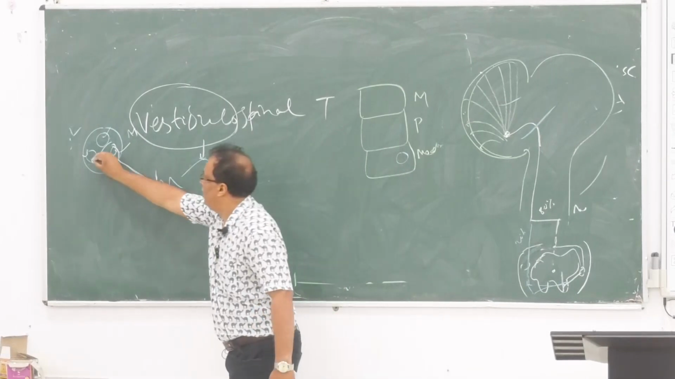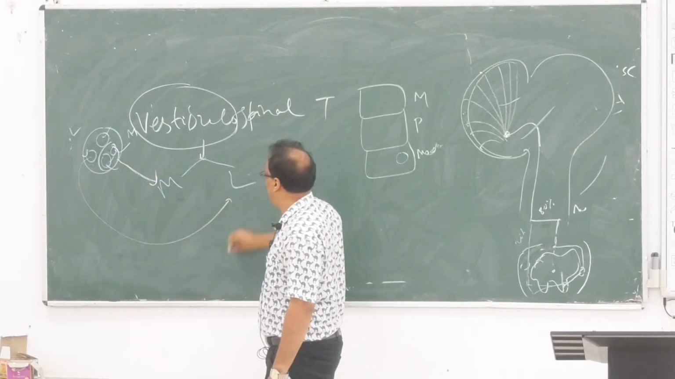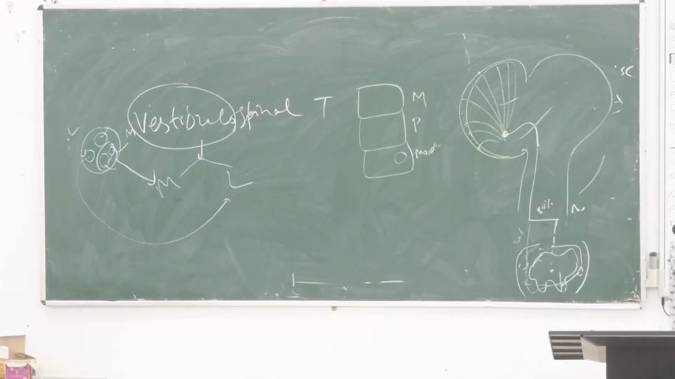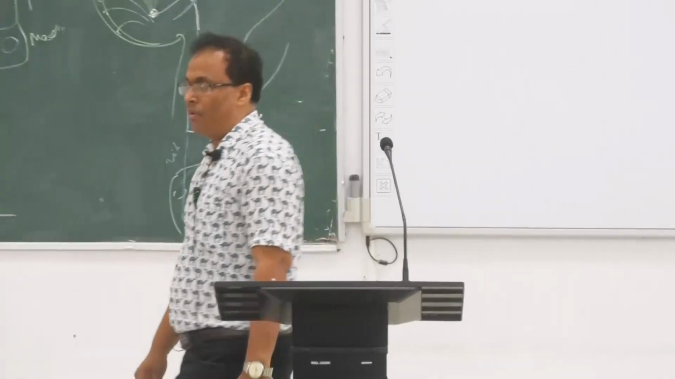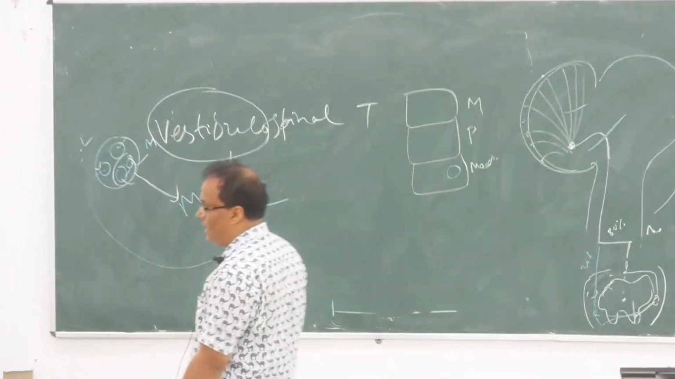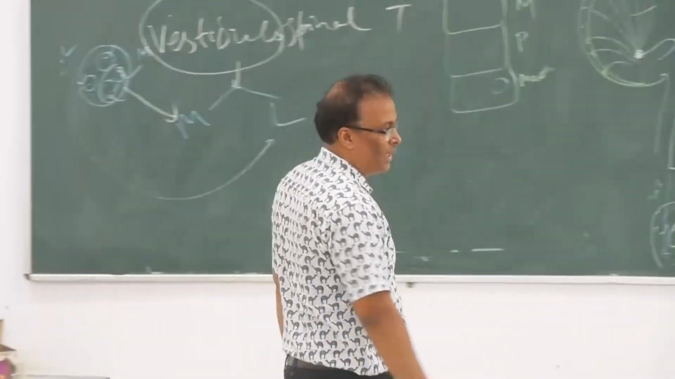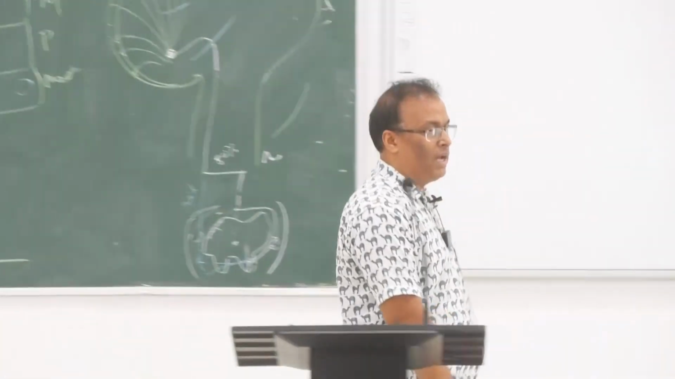and lateral থেকে only this, lateral থেকে only come this way, বোঝা যাচ্ছে? The lateral vestibulospinal is coming from only the lateral vestibular nucleus, but medial vestibulospinal is coming from both the medial and inferior vestibular nuclei in the medulla. বোঝা যাচ্ছে? ভেস্টিবুল কথাটার নাম কেন হলো?